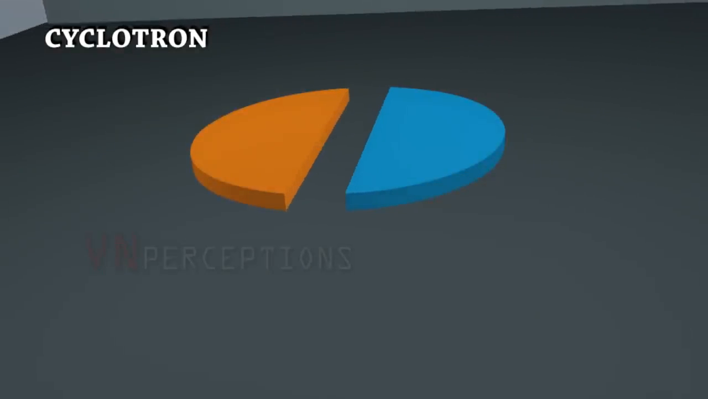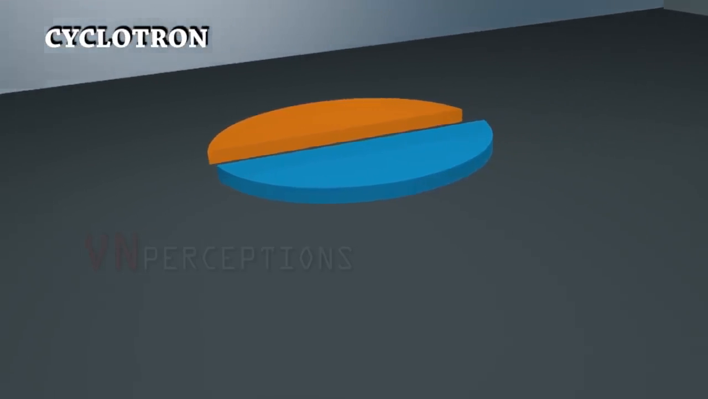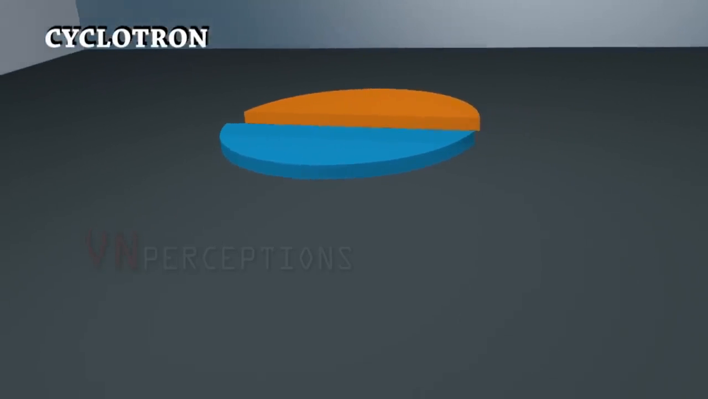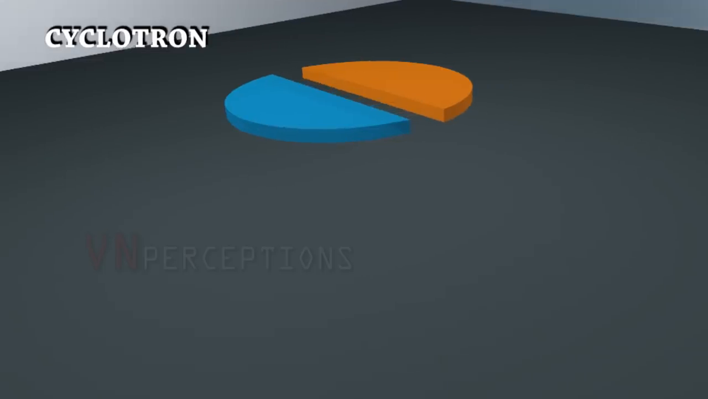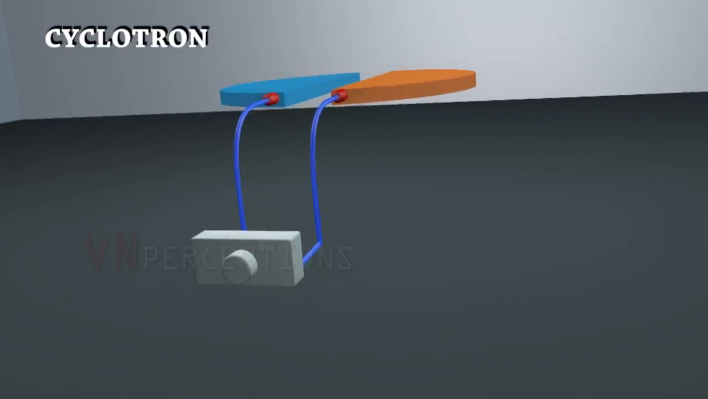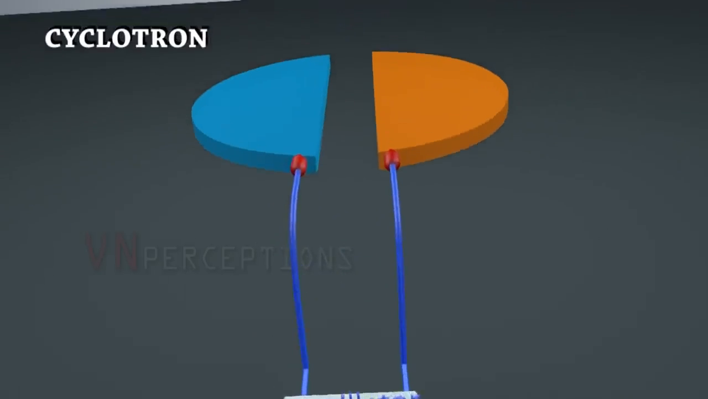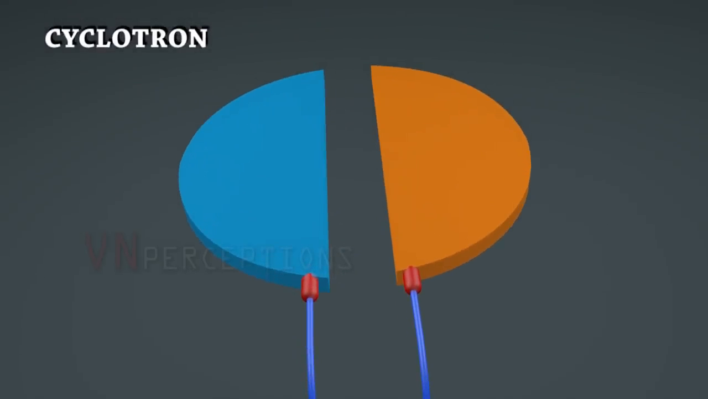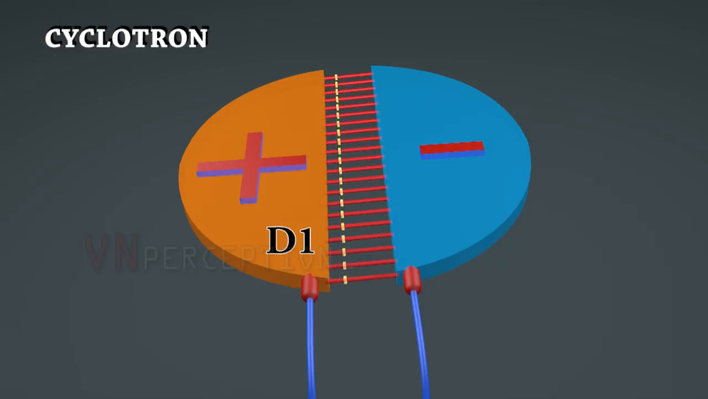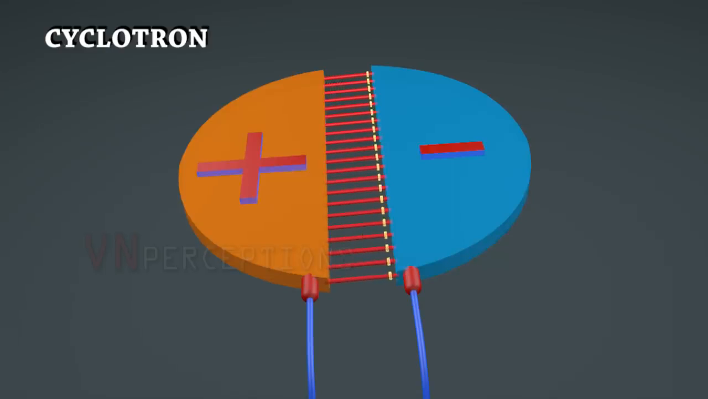Two hollow half cylinders made of highly conductive metals, known as Ds, are so placed that the straight edges will be face to face with a small gap between them. Now these two Ds are connected to two terminals of an alternating voltage source, an oscillator. It would help in changing polarity. If D1 is at positive potential, then D2 will be at exactly the opposite, that is negative potential, at the same time. In this way, they would be oscillating and an electric field would be created between them.